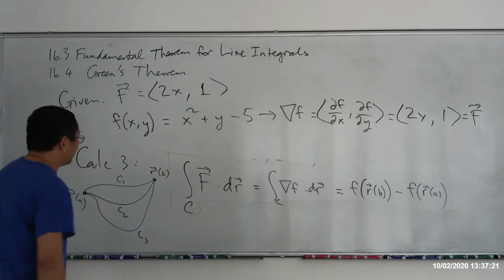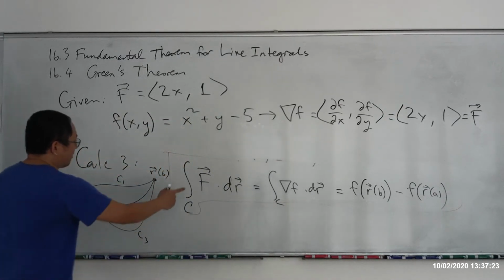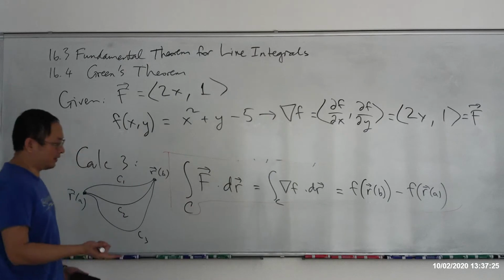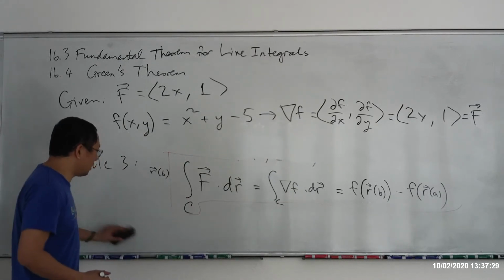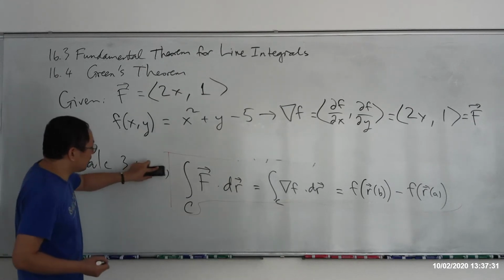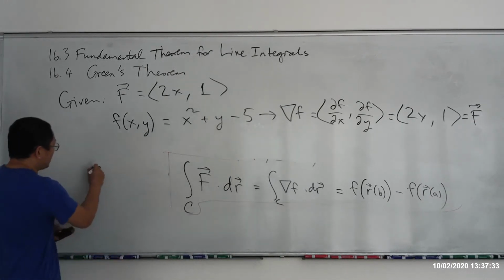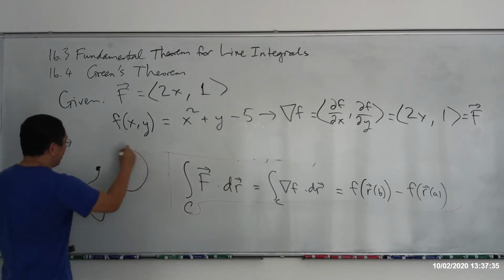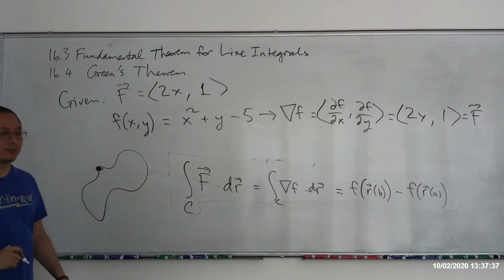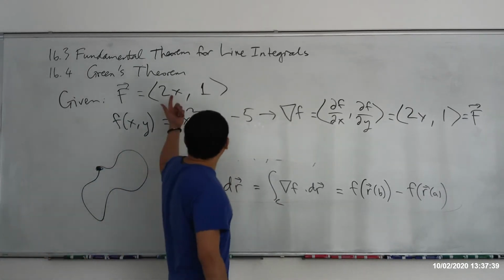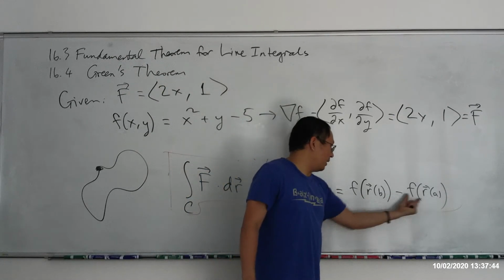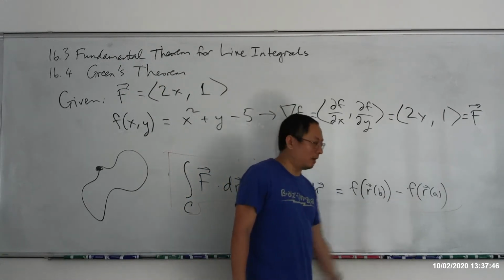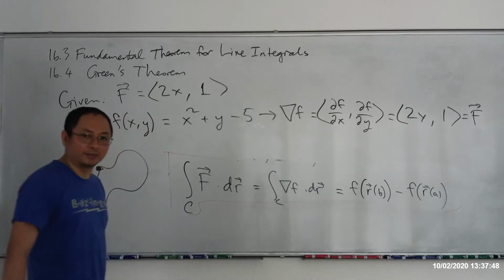Now, special case. What if F is conservative already, right? What if the curve C right here is a closed curve? Means what? The initial point and the end point are the same. So you start right here, you go all the way around, and then you go back to the same point. Means what? By the fundamental theorem for line integral, the initial point and the end point are the same. That subtraction will be 0. Okay.